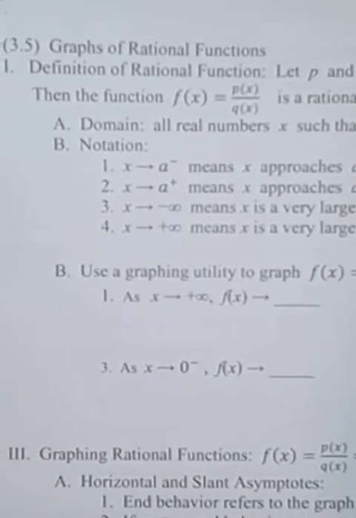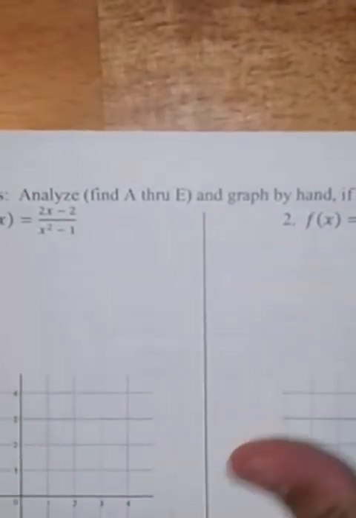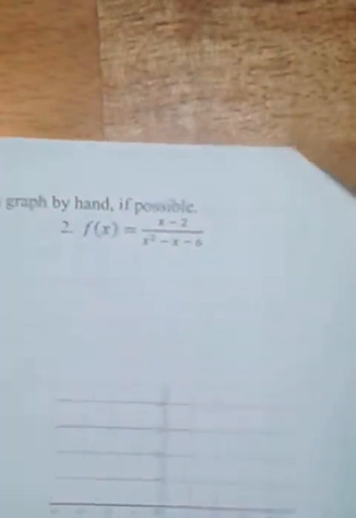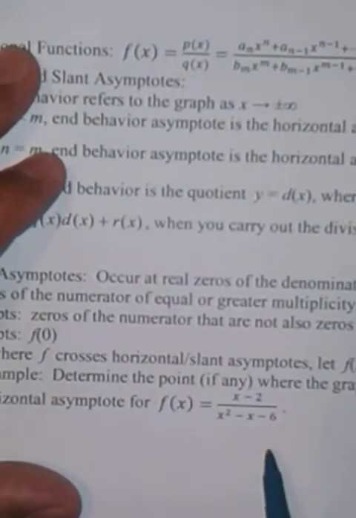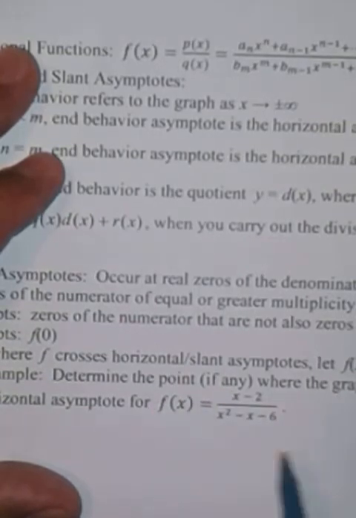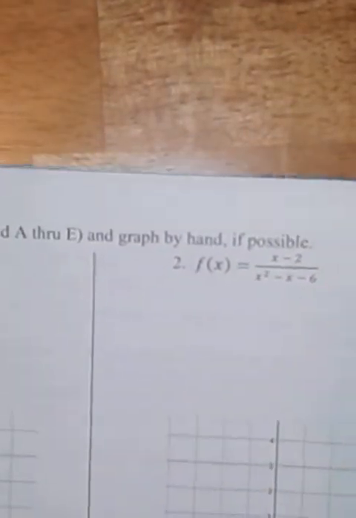All right, so we continue with section 3.5, but we're going to continue with the second page, which is graphing. Let's start with number 2. So number 2 should be familiar. It's the one we just looked at on part 1, where we found where the graph crosses the horizontal or slant asymptote. Okay, so how should we graph these?